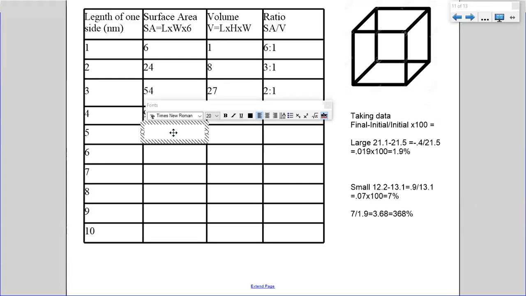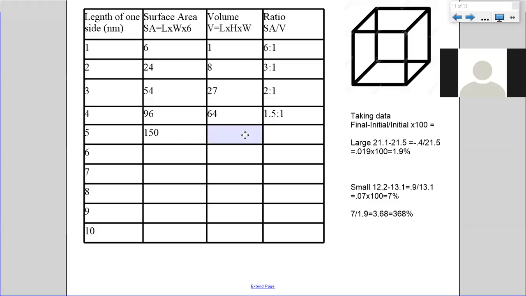Let's go to our good friend. Who do I want to pick on? Somebody I know I can hear. Tracy, I can usually hear you pretty well. Can you hear me? I can hear you like a champion. Okay. 150. 150 surface area. What's the volume? 125. 125. Excellent. What's my ratio?